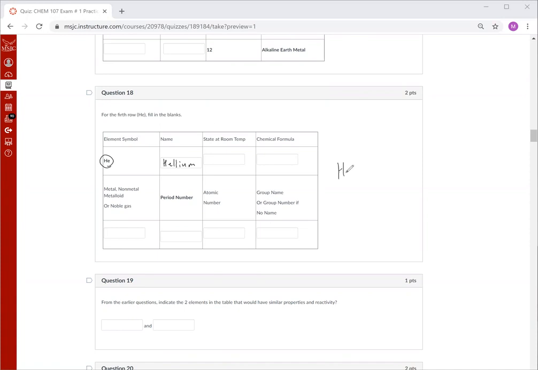So thinking about helium, first and foremost, what is the atomic number for helium? What is the atomic number? 2. Yep, exactly right. So we have an atomic number of 2. Okay, so continuing on with this, what's the group name for helium? Noble gas. Yep, exactly right. It's a group 8A element, otherwise known as a noble gas.